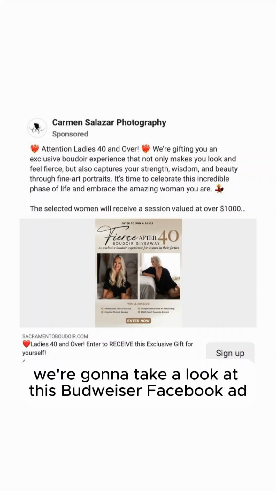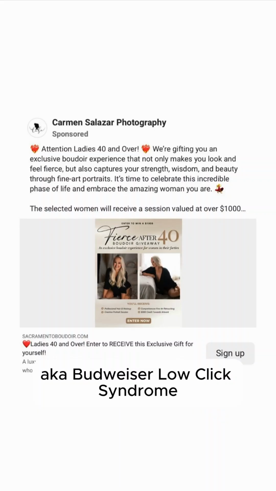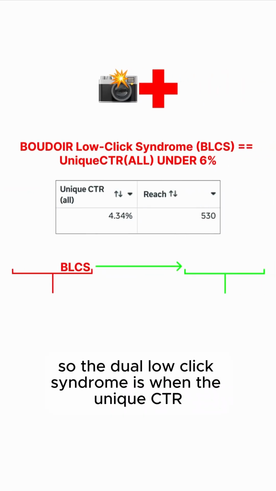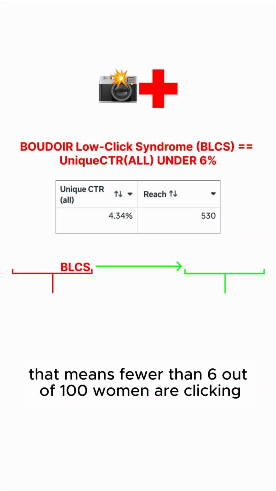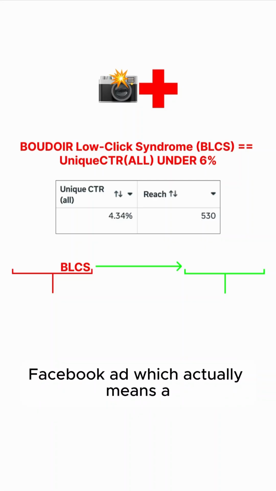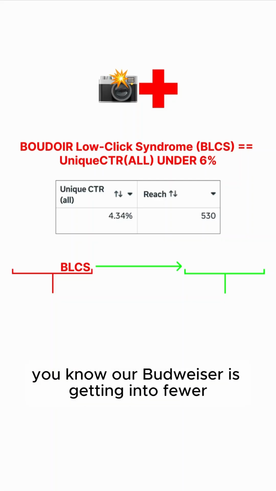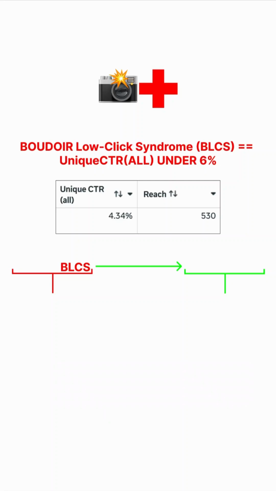All right, y'all, we're going to take a look at this Boudoir Facebook ad, diagnose it, see if we believe it has BLCS, aka Boudoir low click syndrome. So, Boudoir low click syndrome is when the unique CTR of our Boudoir Facebook ad is under 6%. That means fewer than 6 out of 100 women are clicking somewhere on our Boudoir Facebook ad, which actually means our Boudoir Facebook ad is getting into fewer than 6 out of 100 women's brains.